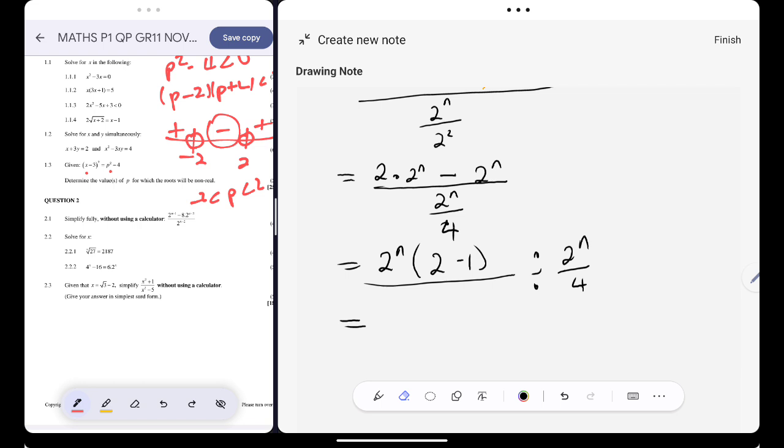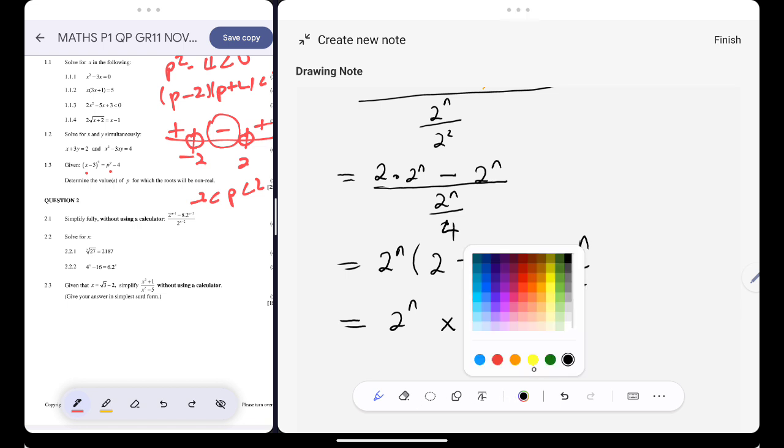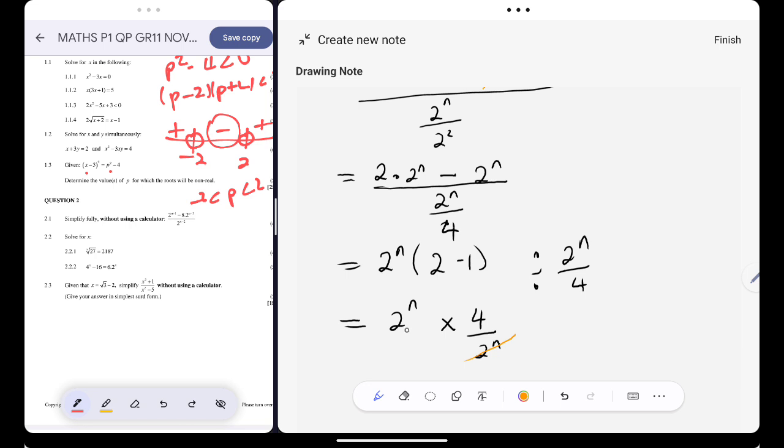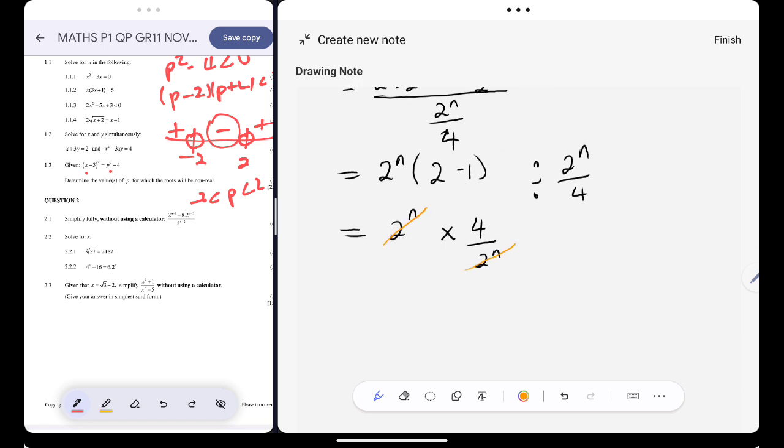Let me erase this. Here I'll have 2 to the power n. I can change this into multiplication if I flip the number on the right hand side. I'll have 4 over 2 to the power n. So these two things will cancel, and then my answer will be 4.